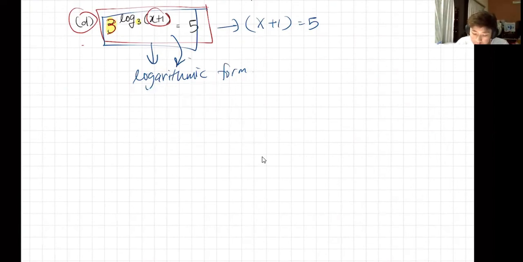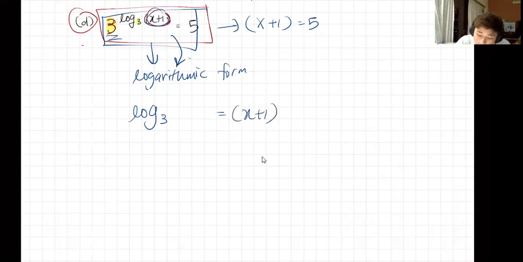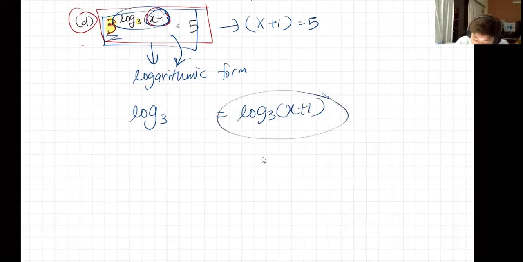All right, so the base is 3. What I'll get is log base 3, and the power becomes the answer. The power is not just x plus 1. The whole thing is the power, I missed out, because you are treating this whole thing as a power now. Think of it as one thing. So log base 3 of x plus 1 is like the power, and what is left is the last number, 5.